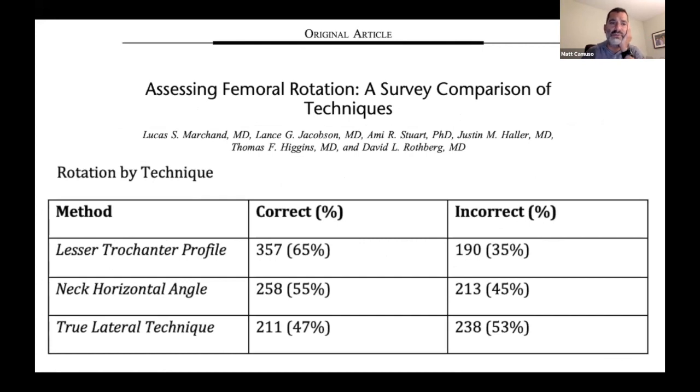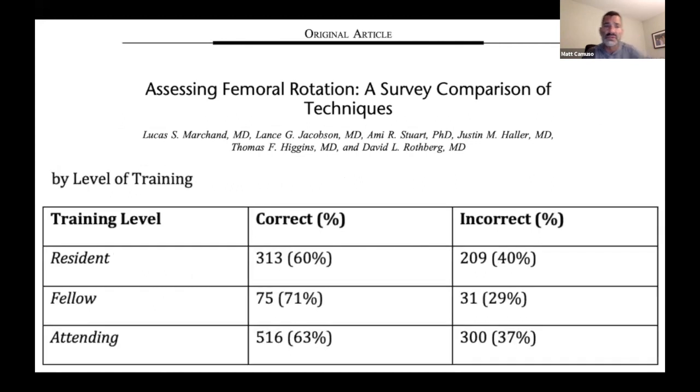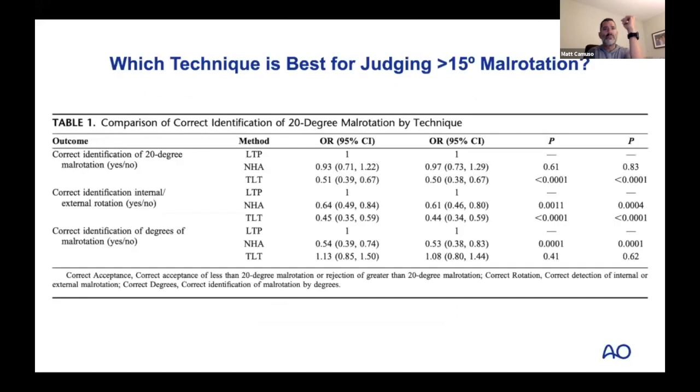This is what the actual results looked like. The lesser trochanteric profile clearly was better than the others, but they all to some degree were sort of a flip of the coin. The true lateral technique you could see here was a true flip of the coin. Neck horizontal angle was not a lot better, but the lesser trochanteric profile was the best of them all. What I thought was interesting was that it didn't matter who was judging the malrotation. Residents, fellows, and attendings all did equally well, or I guess you could say equally poorly, in identifying malrotations of the femur.